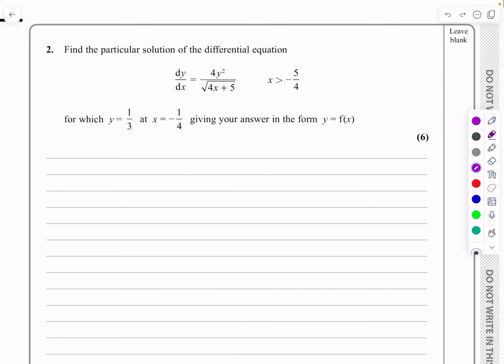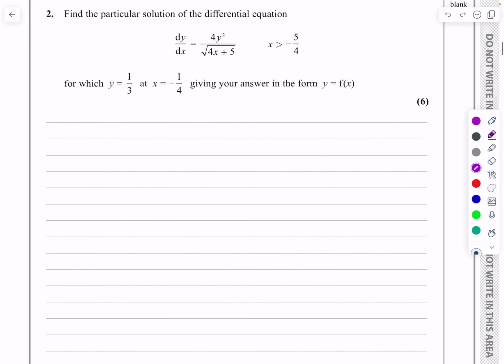Okay, this is the P4 paper from October 2021. It's question number 2. It's an integration question, but it's differential equations. What we're going to need to do is to separate the variables out to solve this one. And in this particular question, what we're looking at is to try and get the particular solution, so it means we won't have a constant in our answer. Let's go ahead and make a start to it, and then we'll see where we get to with it.